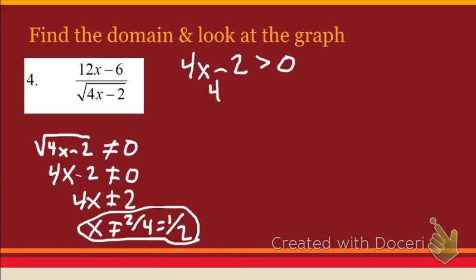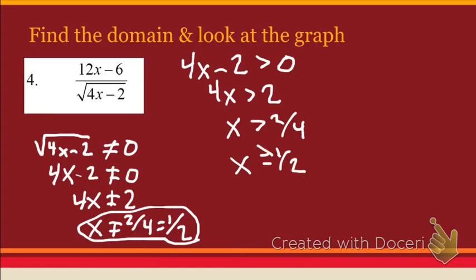But we also have to make sure that 4x minus 2 is greater than 0. So we're going to add 2 to both sides, and then divide by 4. So you get x has to be greater than 1/2. Alright, so that kind of got messed up right there. So x has to be greater than 1/2, and it cannot equal 1/2. So that's the same thing as just saying x has to be greater than 1/2, but not greater than or equal to. Strictly greater than.